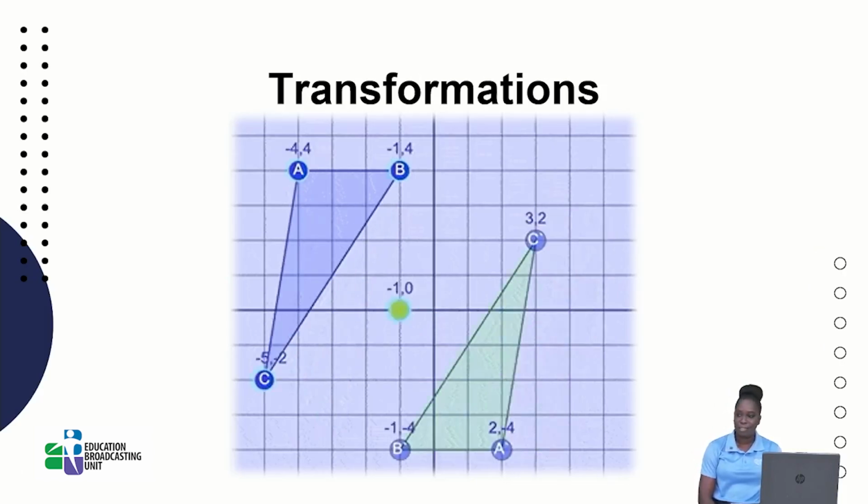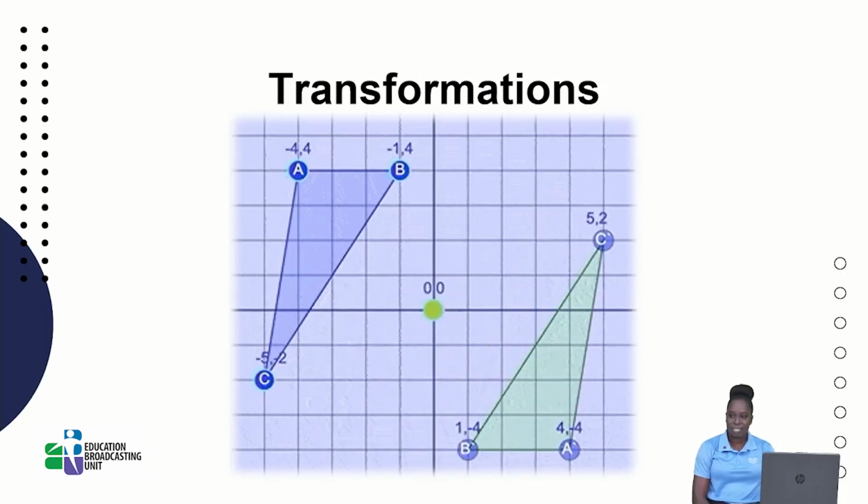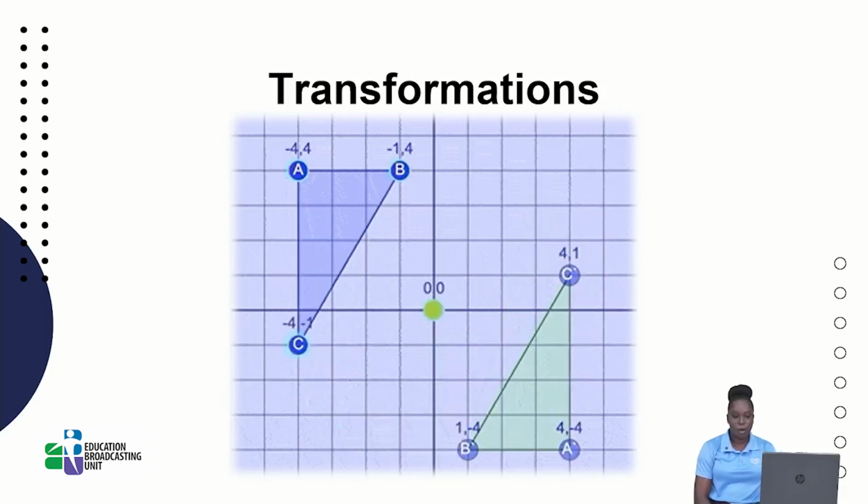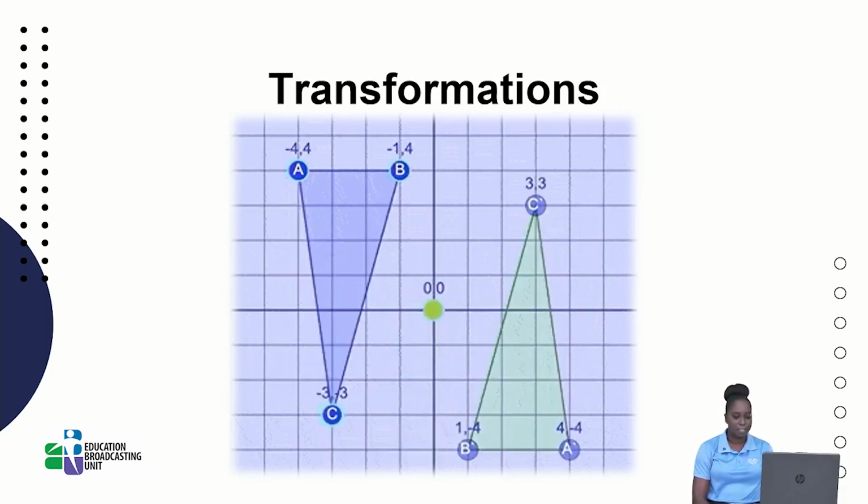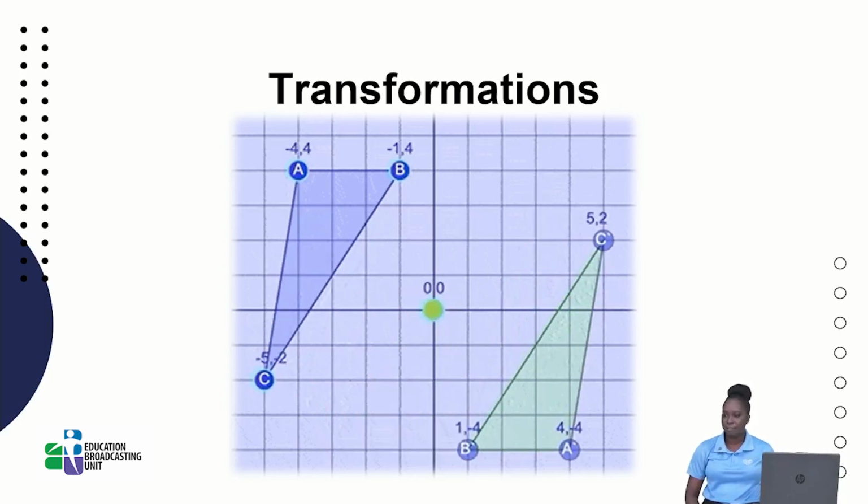Next, we have a very recent topic that we would have covered here, transformations. A matrix can also represent a transformation of a vector, such as rotation, reflection, enlargement, translation.